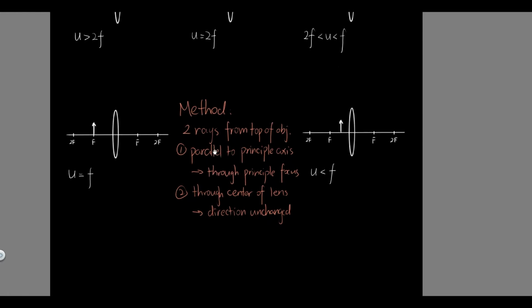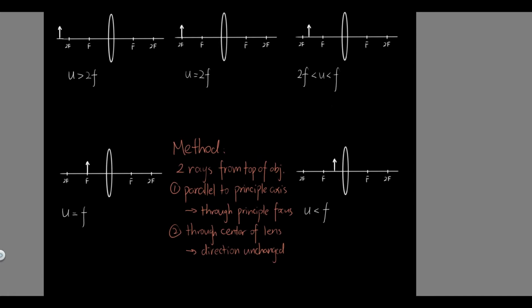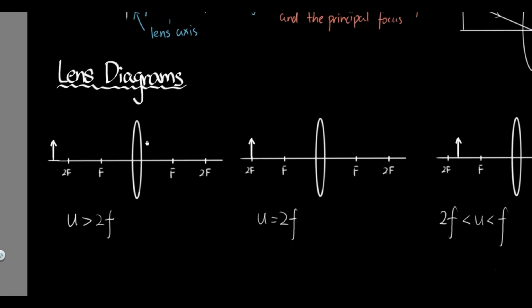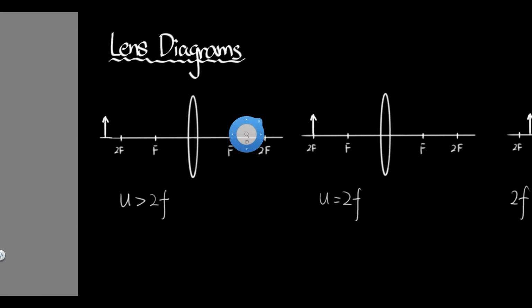And by using these two rays, we're going to find a point where they converge, because it's a converging lens, and that's going to be where our image is going to be. Because this comes out from the top of the object, the converging point is also going to be the top of the image. So in this way, we can tell if the image is upside down or right side up.